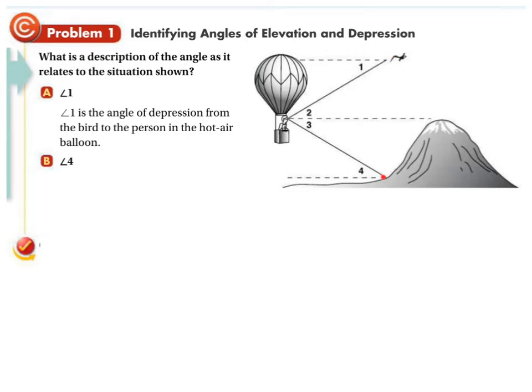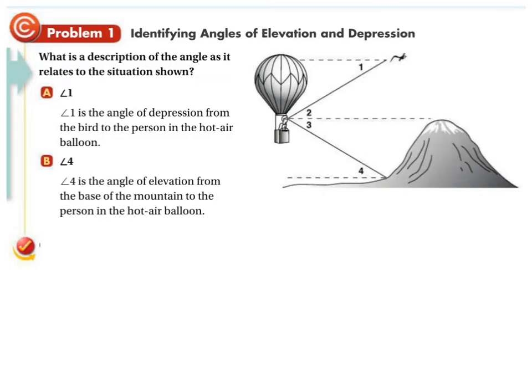Okay, what about 4? Well, if you're here at the base of the mountain and you were looking up to the person in the hot air balloon, you would have to look up. That's an angle of elevation. Elevations go up. Okay, angle 4 is the angle of elevation from the base of the mountain to the person in the balloon. So from the perspective of whatever vertex you're at, whether you would look down from horizontal or up from horizontal is going to be the difference.